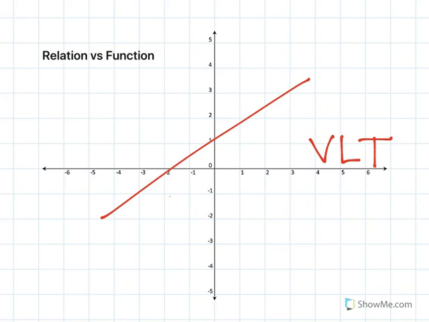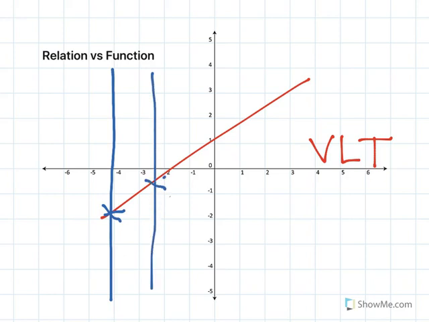So we're going to look at what's called the vertical line test. If I take a vertical line and pass it through this expression I've given you, which is in the form of a line, it only intersects at one spot. No matter where I draw a vertical line, it only intersects that red line at one spot. So it passes the vertical line test because it only intersects at one point.